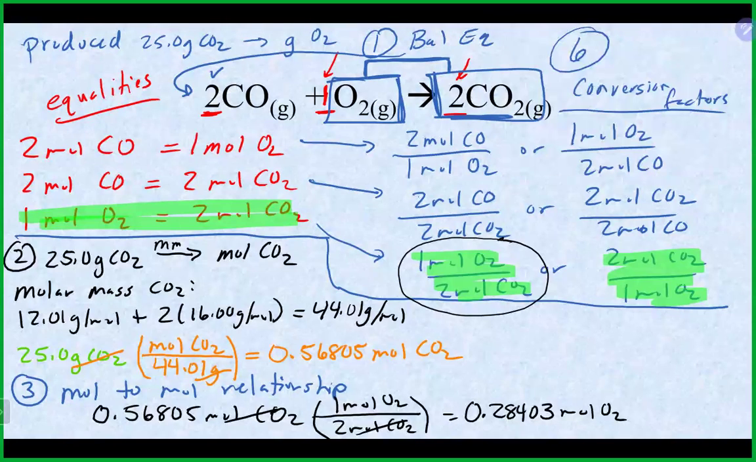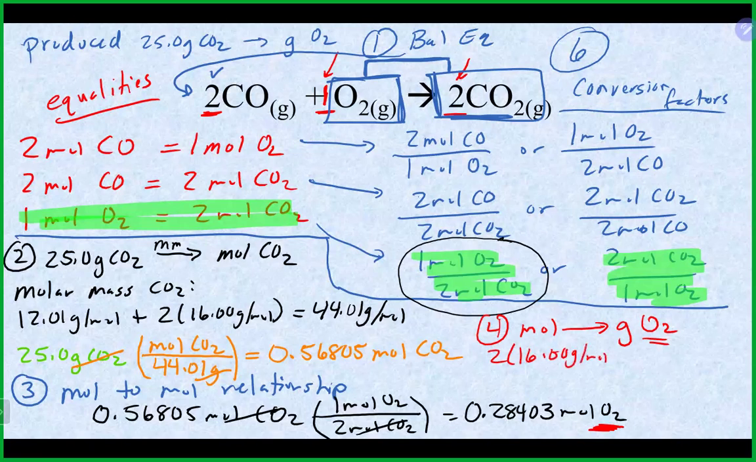We also need to remember that we are no longer at CO2, right? We are now at O2, which means when I do the 4th step here, moles back to grams, I need to actually go back to the periodic table and get the molar mass of O2. I can't use CO2 anymore, right? So if I go to the periodic table, I see oxygen is 16, so 2 times 16 gives me the molar mass of oxygen of 32 grams per mole. I'm going to use that as a conversion factor here.